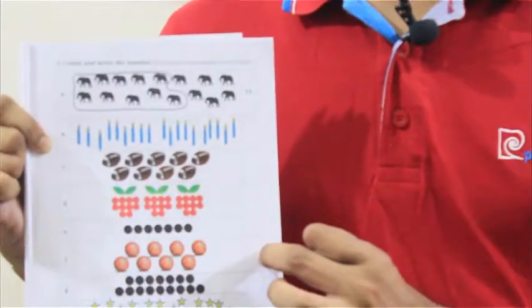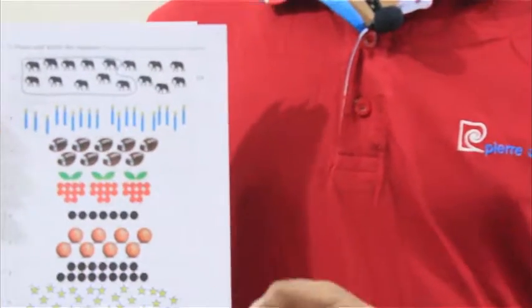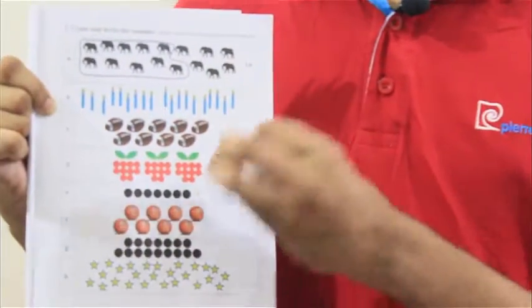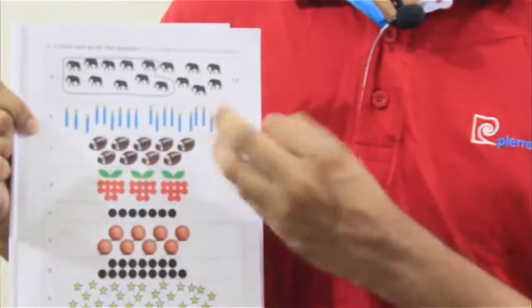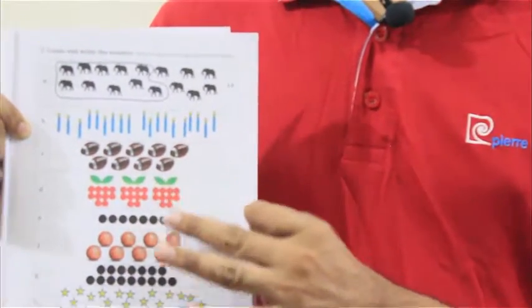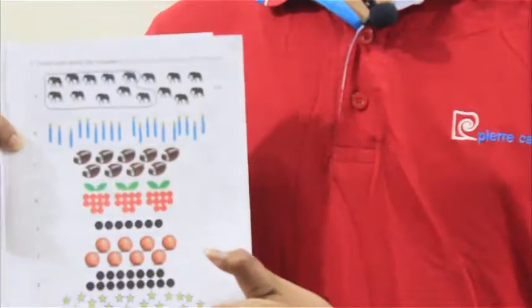This is what you do in class 2. You do not do it in class 1. As long as they have not learned how to count, 1, 2, 3, 4, 5, 6 like this, you do not go to these exercises.